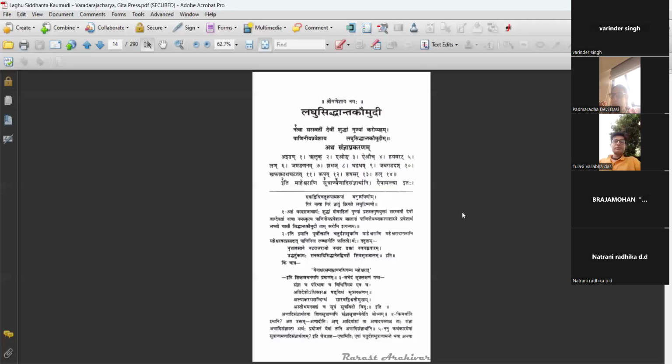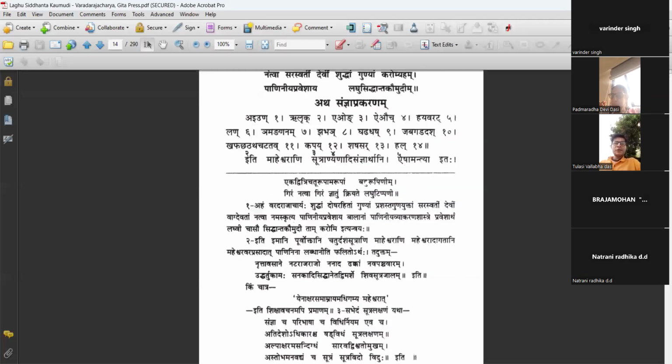Listen, you are not reading these Maheshwar Sutras. Does everyone have this Maheshwar Sutra? Can someone take a picture from Laghu Siddhanta and upload it in the group or here even? I will share this. You share here on the board. I will explain. Now it's up there. You can see. You can enlarge it a little bit.